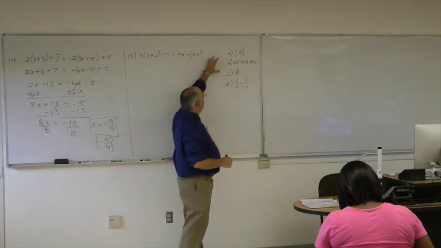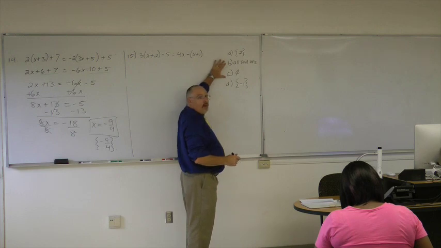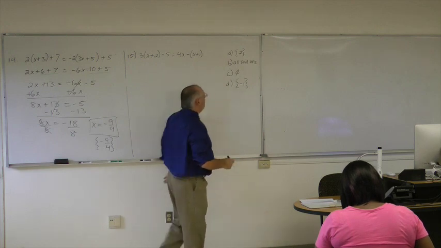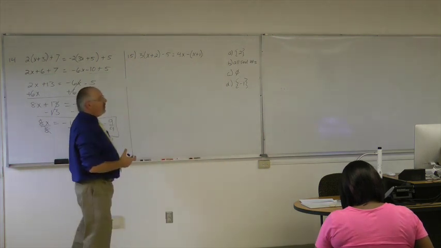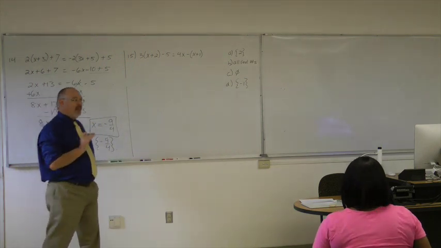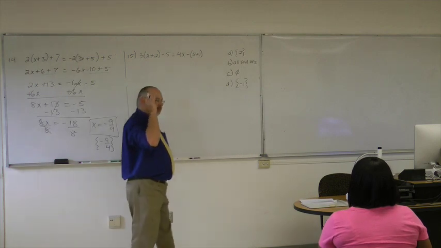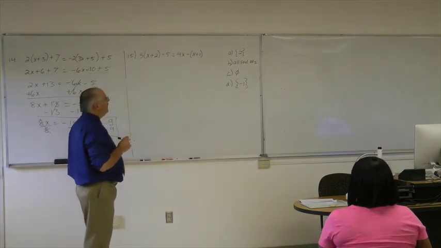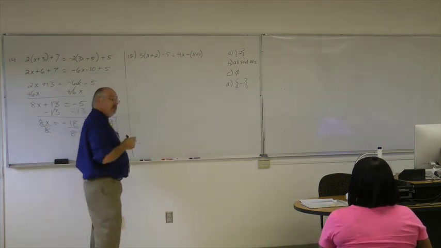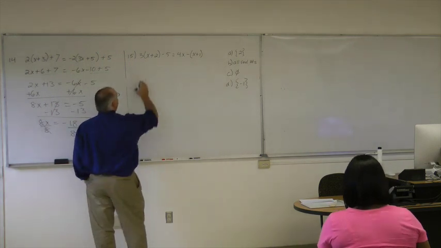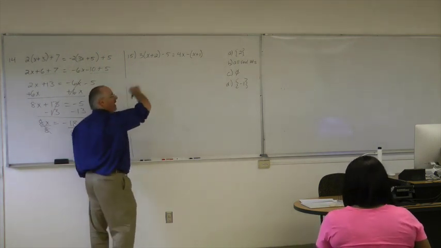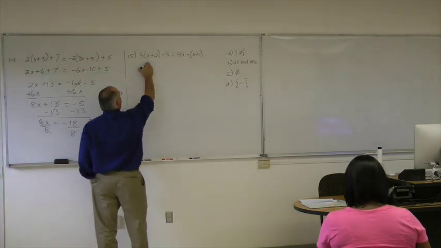Now, the fact that the problem has either one of these two answers, B or C, all real numbers or no solution, should let you know that it's possible you're going to get something funky on this problem. Well, let's go ahead and solve the problem here. So we're going to, again, simplify on both sides. So we're going to distribute the 3.